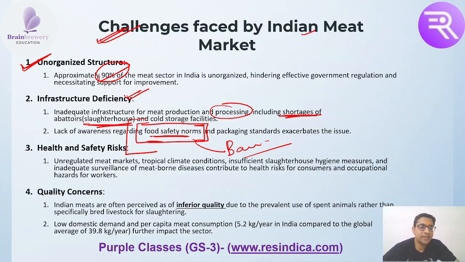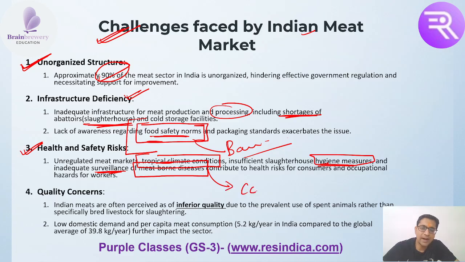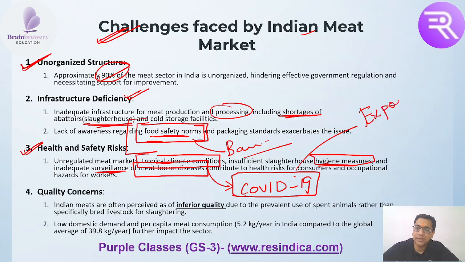Then health and safety risks are also there, because India has a tropical climate. Unhygienic measures are sometimes bypassed. Surveillance measures are not that proper. So there are meat-borne diseases which may spread from continent to continent. If we see the COVID-19 virus, it is said that it also came because of the type of animal which is being utilized for this purpose. So because of that, the export is being stopped.